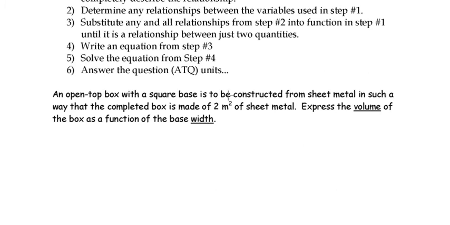So for example, we're going to have an open top box. We're going to end up with volume in terms of just width. So we've got two quantities, volume being one and width being the second. All right, and so step four, write an equation from step three. Step five, solve the equation from step four. And then six, answer the question in the specified units.